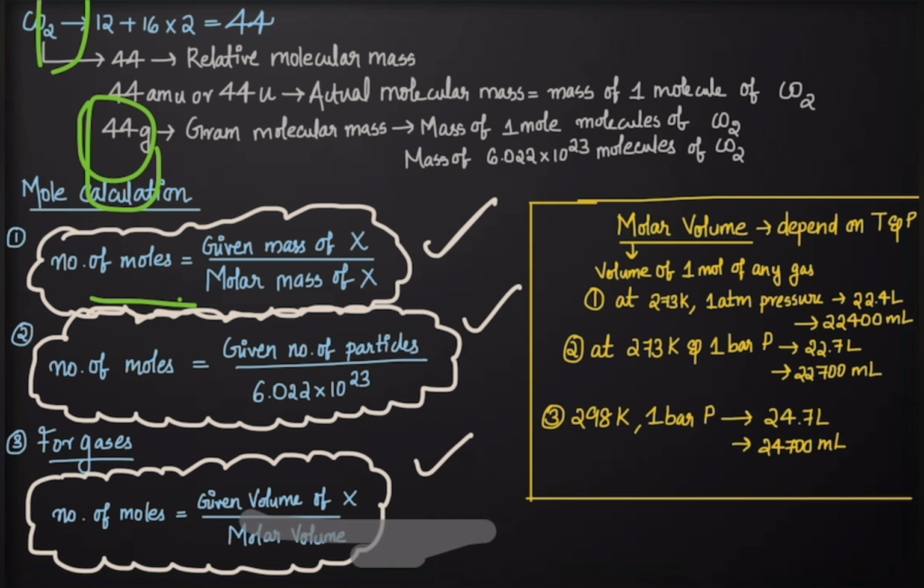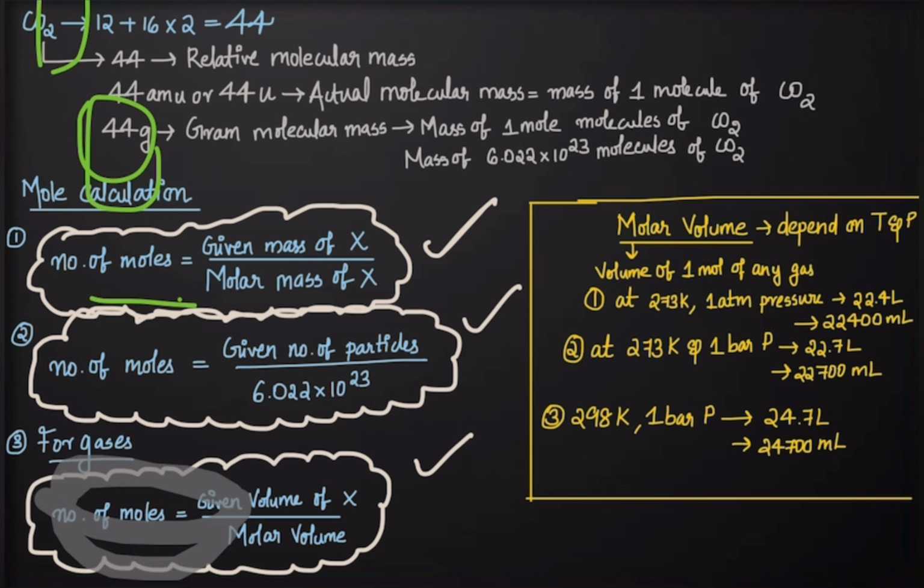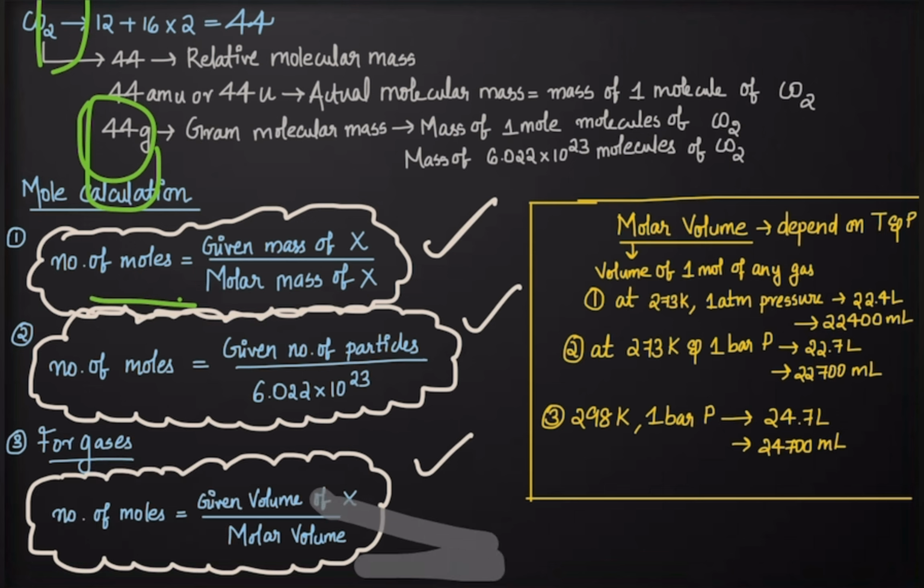22.4 liter is the standard molar volume. You can take this at any condition in the question. But if the question is to find the molar volume at 273 Kelvin and 1 bar pressure, that is different. If the question is to find the number of moles and the molar volume is not mentioned, we can simply take 22.4 liter as the molar volume. If the question says to take 22.7 liter as the molar volume, you can take it as 22.7 liter.